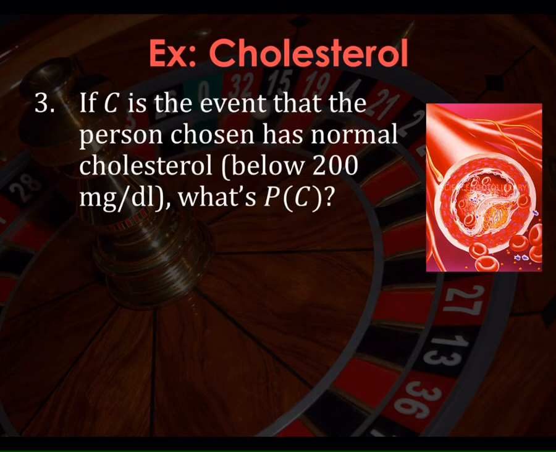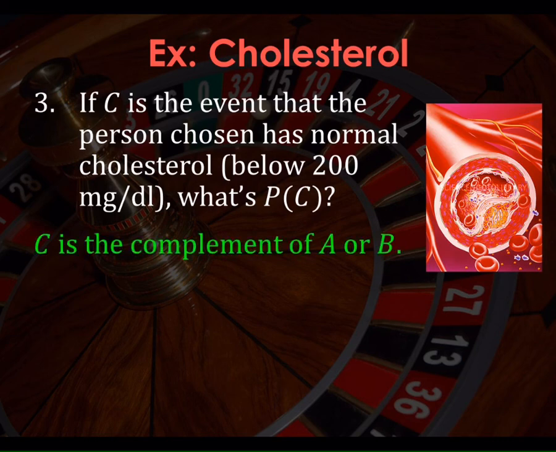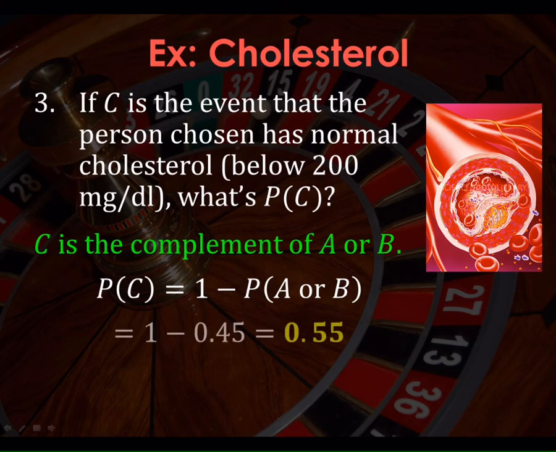Event C is choosing a person with normal cholesterol below 200. What is the probability of picking someone with this cholesterol level? So C is the complement of A or B. If A or B is picking a person with cholesterol 200 and up, C is the opposite of that. It is everybody else, people with cholesterol below 200. So to find the complement of A or B, you add A and B together and you subtract it from 1. So the probability of A or B happening from part 2 is 0.45. So the probability of picking someone below 200 in cholesterol is 1 minus 0.45 or 0.55.